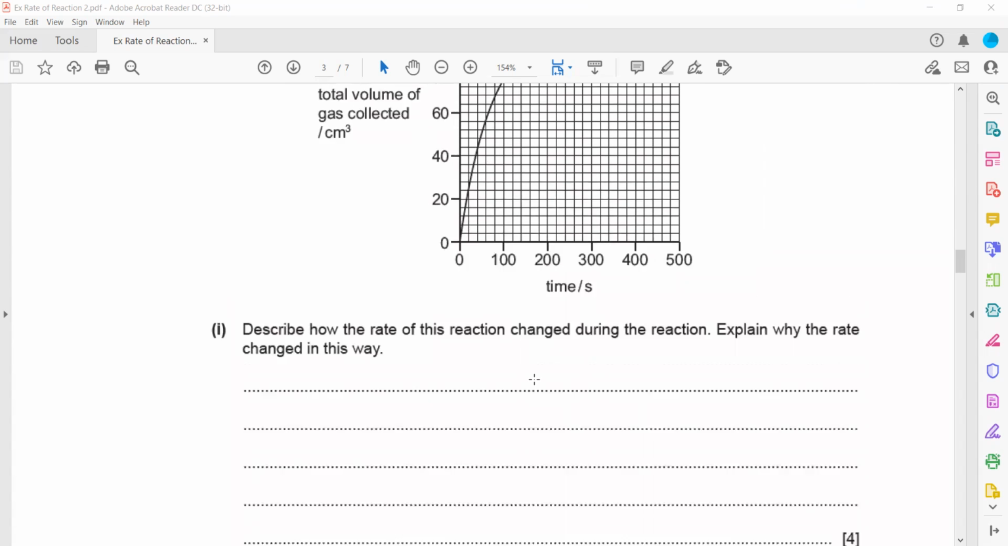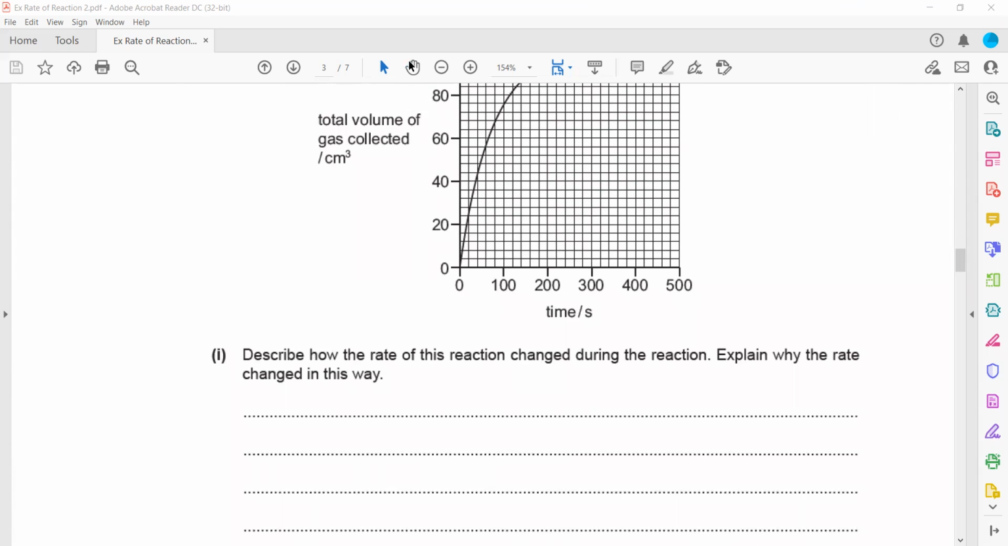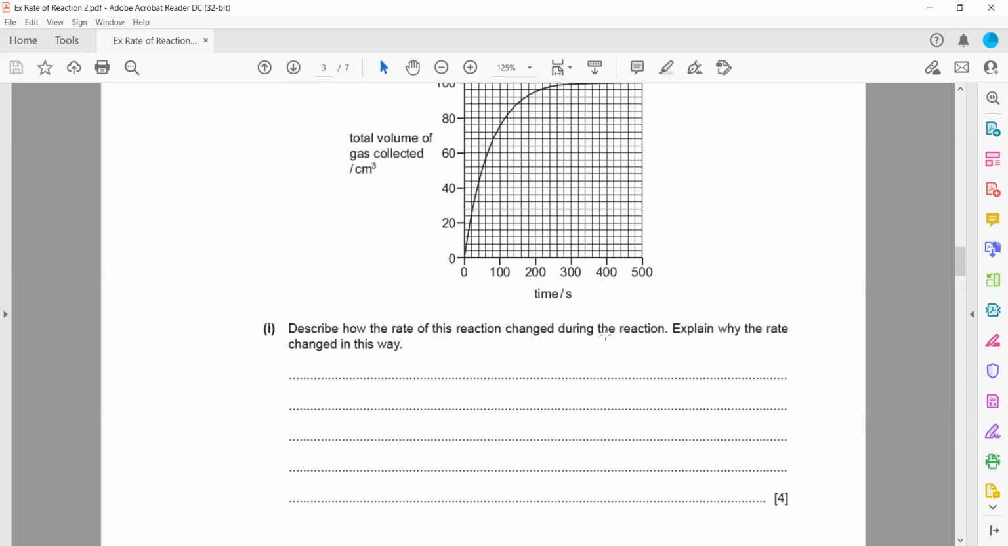Describe how the rate of reaction changes during the reaction. Explain why the rate changes in this way. So it's 4 marks, and you have to write in detail what happened. So in the beginning, overall what happened, the rate decreases. The rate of the reaction decreases.